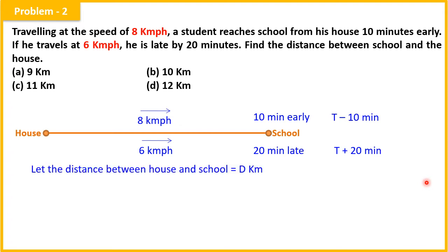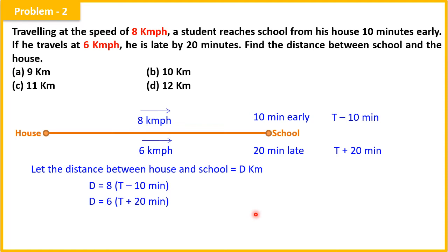Let us assume the distance between house and school as d kilometers. Now out of the three variables, speed, time and distance, what is constant in this problem? It is distance. Distance is the product of speed and time. So how will the first equation look? The first equation will be like this: d is equal to speed 8 km per hour times the time required, t minus 10 minutes. Similarly, the second equation we can make as d is equal to 6 into t plus 20 minutes.